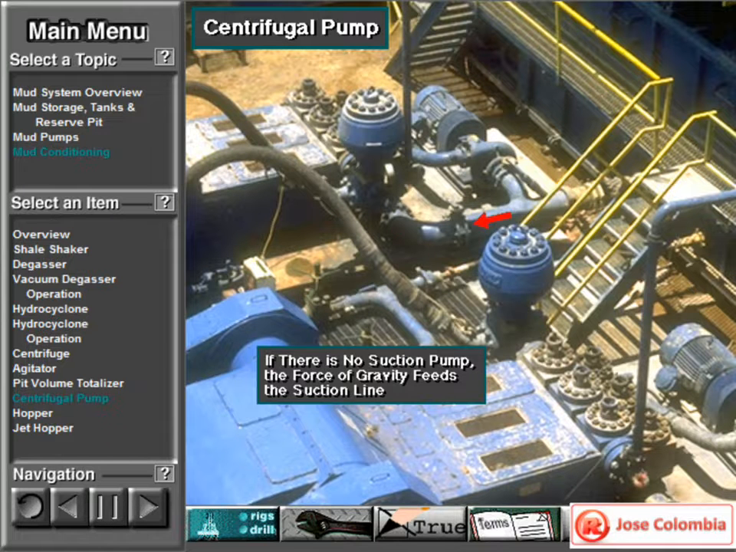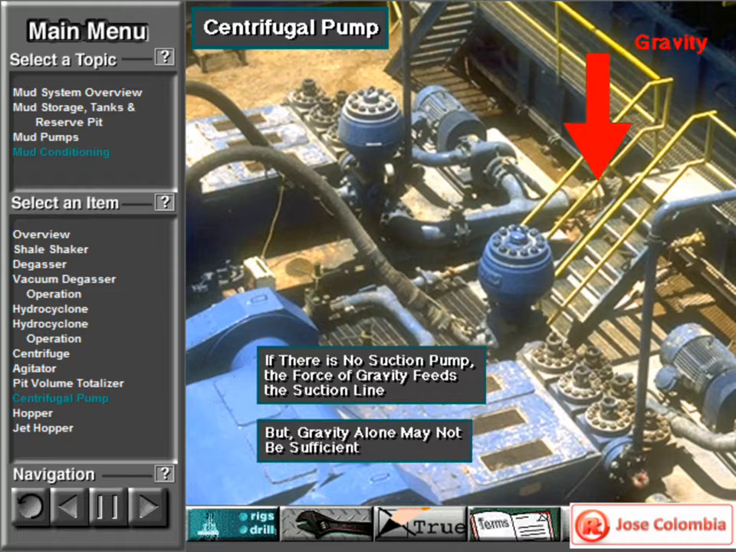If the system does not use a charging pump, the force of gravity alone feeds the pump's suction line. Sometimes, gravity cannot keep the pump's intake completely full of mud. The pump pistons suck in the mud so fast that gravity cannot keep the suction line full of mud.